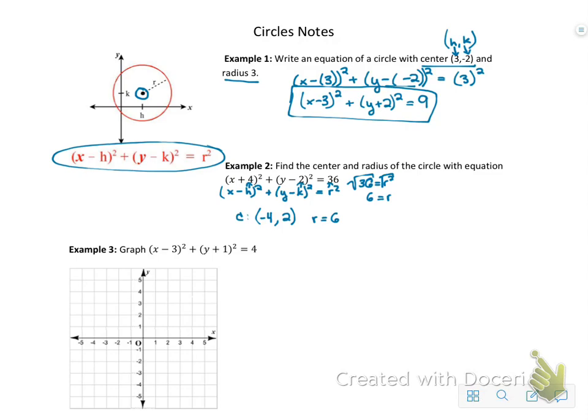Alright, so now we need to graph this equation. So the first thing we need to do is find our center and find our radius. So our center here is the inverse of -3. So we have 3. And then the inverse of +1, which is -1. So we need to go plot that. We have (3, -1) right here. Our radius is that square root of 4. Well, the square root of 4 is 2, which means that in every direction we're moving 2. So we need to have a dot here, a dot here, a dot here, a dot here. And then we connect those dots.